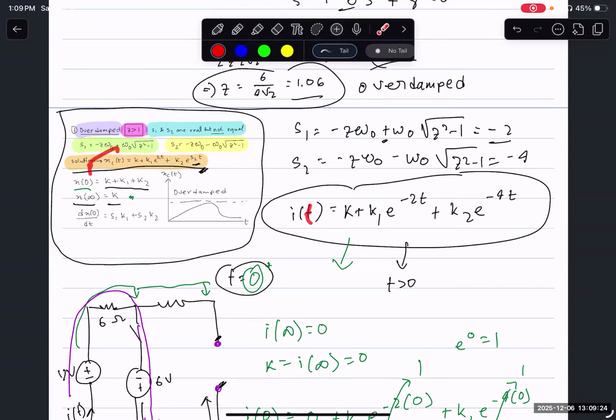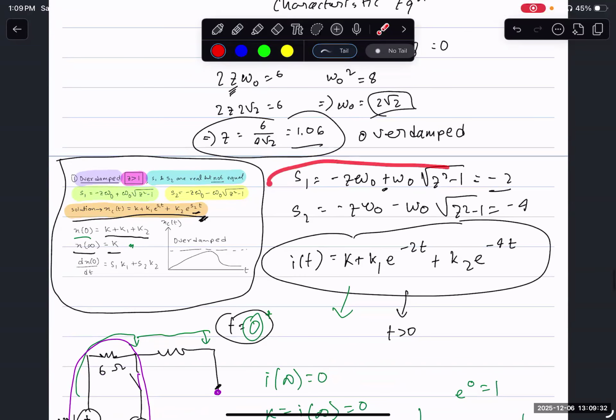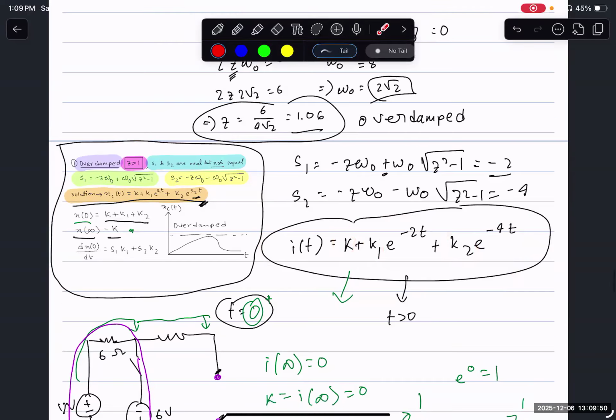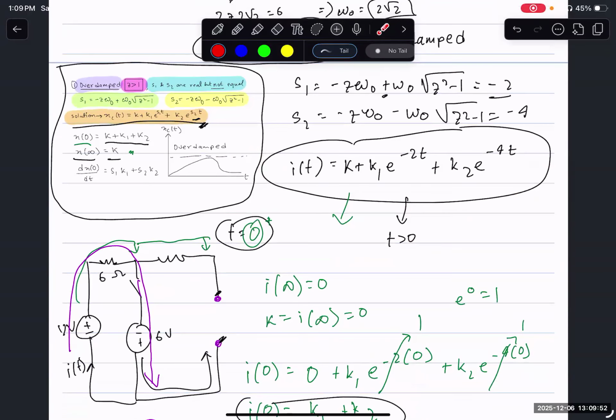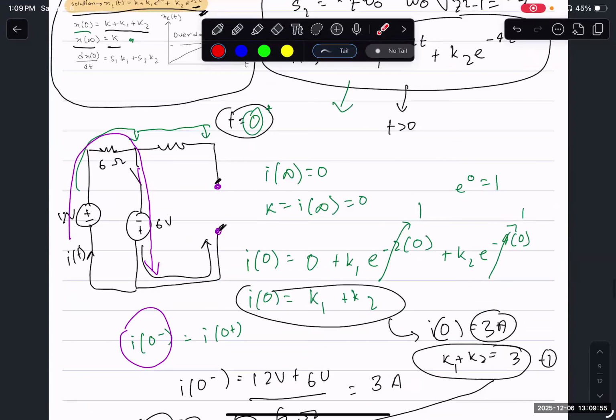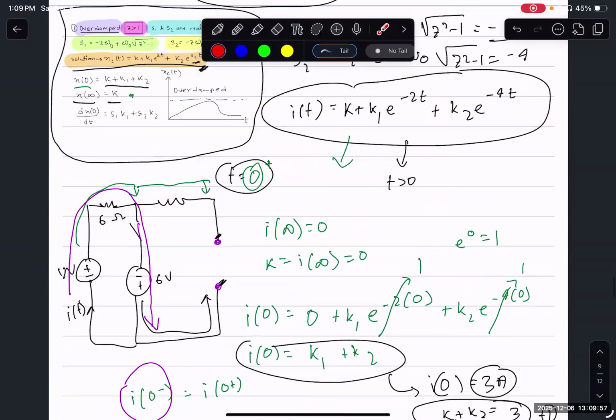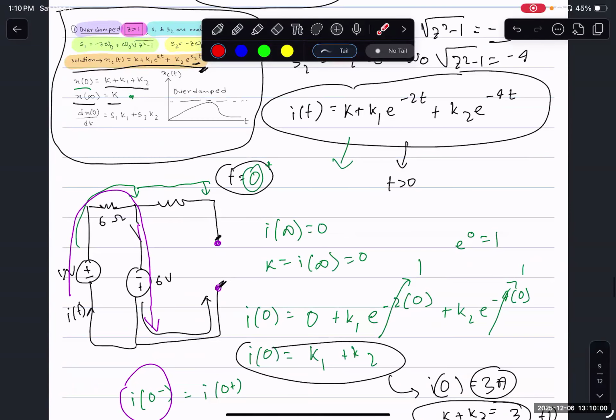So we replace X with the current, and the times remain the same. And you find out the S1 and S2 using this, which replaces the S1 and S2 here. So it gives out a general equation like this. So now the main challenge is finding K, K1, and K2. So now comes the part where we talk about the initial conditions and the steady state conditions, right?